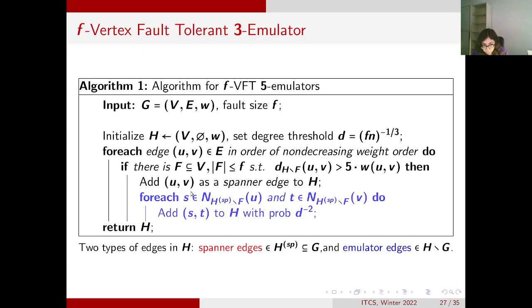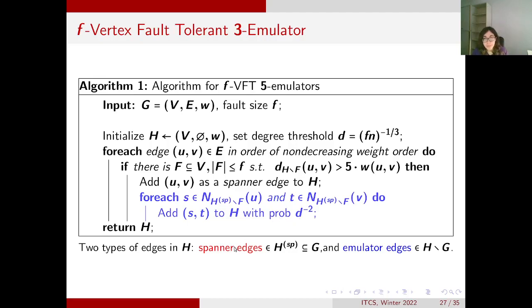If we add an edge UV, then in addition to UV, we add a sampled set of emulator edges as follows. We look at neighbors of U, for example S, and neighbors of V, for example T. We consider such ST pairs, and we add an emulator edge between S and T with probability 1 over D squared. So this is really what is different in the emulator algorithm from the spanner algorithm.